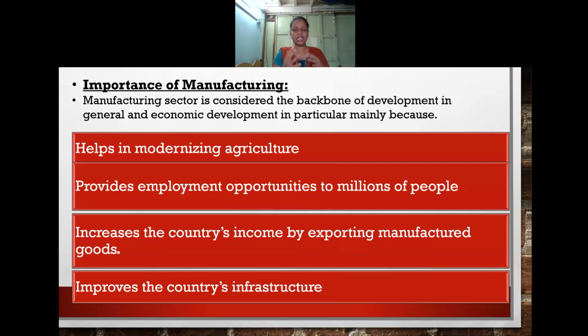So the importance: it helps in modernizing agriculture, it provides employment opportunities to nearly millions of people, and it will be helpful to eradicate unemployment and poverty from our country. It increases the country's economy also. It improves the country's infrastructure, and that is the basic facility. It will slowly be improving in our country.